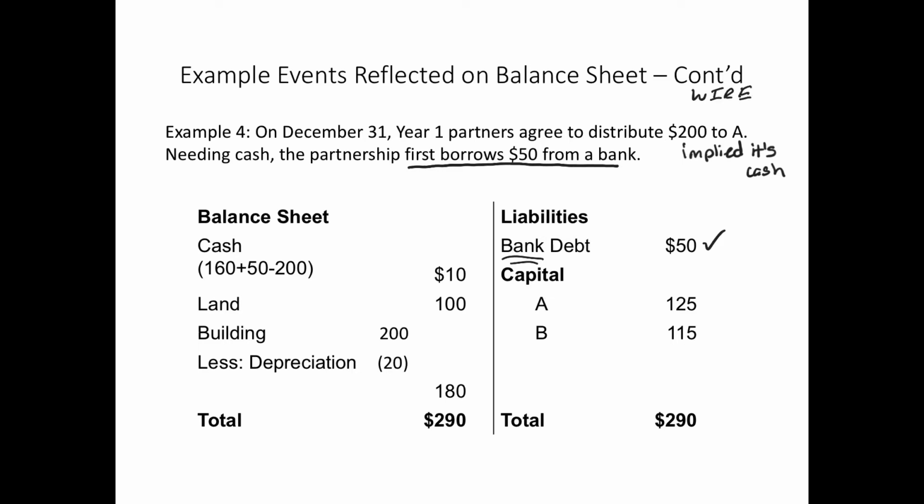W-I-R-E is our 4 adjustments to capital. This is a withdrawal of $200 to A. It decreases A's capital account by $200. It's a decrease. All right? So let's start on the balance sheet. We'll come back to the capital.